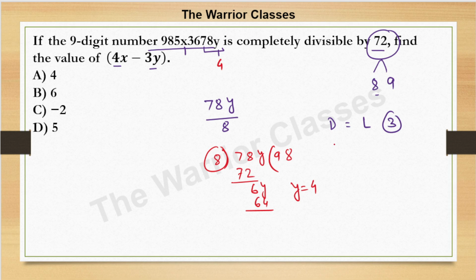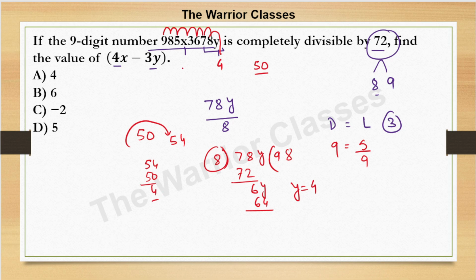Now divisibility by 9. For divisibility by 9, the sum of the digits should be divisible by 9. Now we'll add the digits. 9 and 8, 17, 17 and 5, 22, 22 and 3, 25, 25 and 6, 31, 31 and 7, 38, 38 and 8, 46, 46 and 4, 50. So the sum of the digits becomes 50, and after 50 the number divisible by 9 is 54, right? So the value of x should be 54 minus 50, that is 4. The value of x should be 4 only.